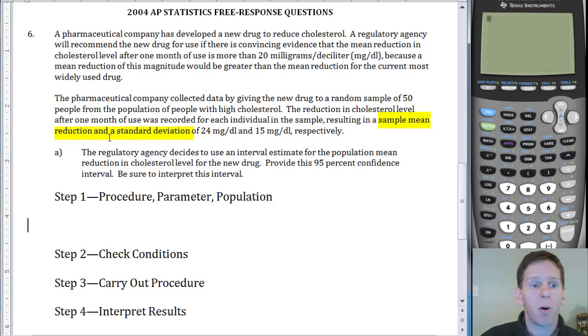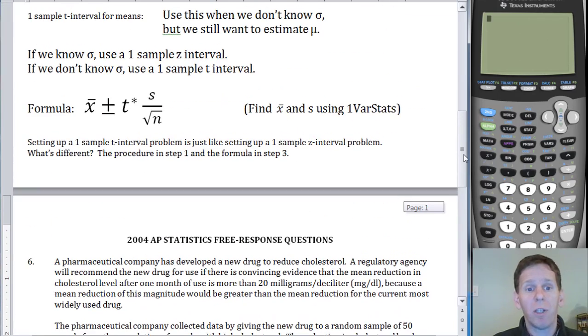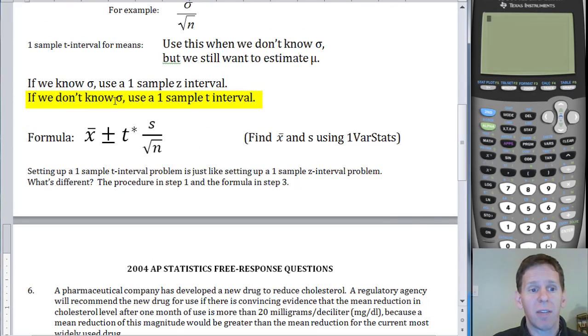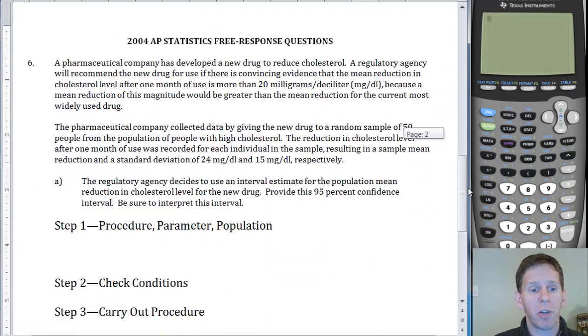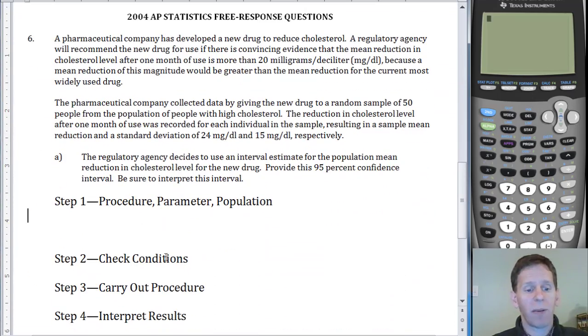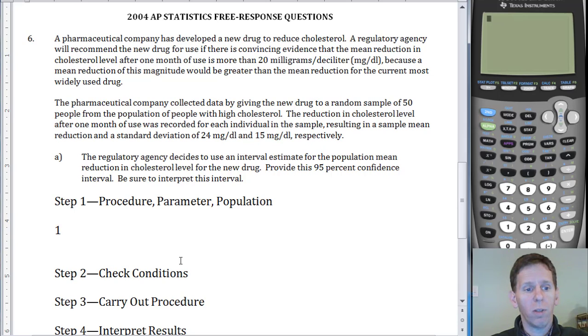We know the sample standard deviation. That's s. That's this 15 value. Since we don't know the population standard deviation, we know the sample standard deviation. If we don't know the population standard deviation, use a 1 sample T interval. That's the procedure you're going to use here. So that's what we're going to start off by saying here: 1 sample T interval.